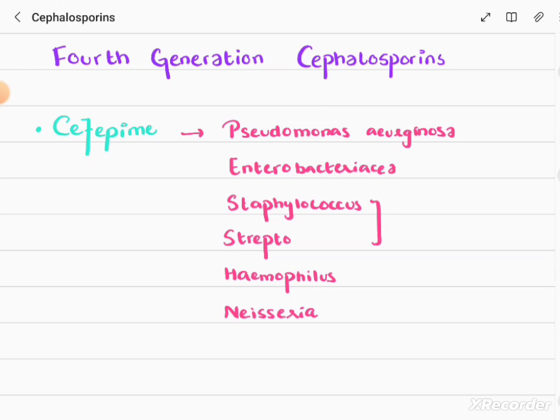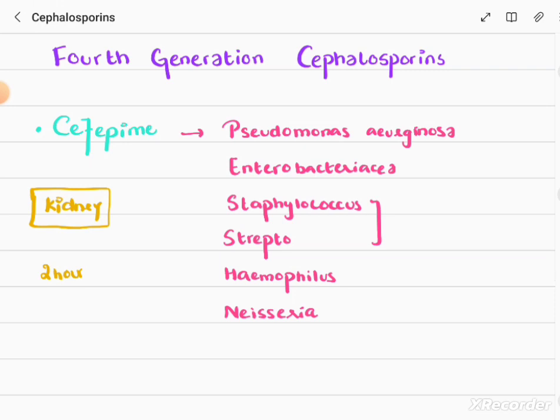It penetrates very well into the cerebrospinal fluid, so we can use it for the treatment of central nervous system infections as well. The excretion of cefepime is usually by the kidneys, so we must adjust the dose of cefepime if we're dealing with patients who have renal failure. It has a half-life of 2 hours, and it has to be given every 6 to 8 hours. So it has a short half-life of 2 hours, so we have to give it multiple times in the day. So this was all about cefepime.